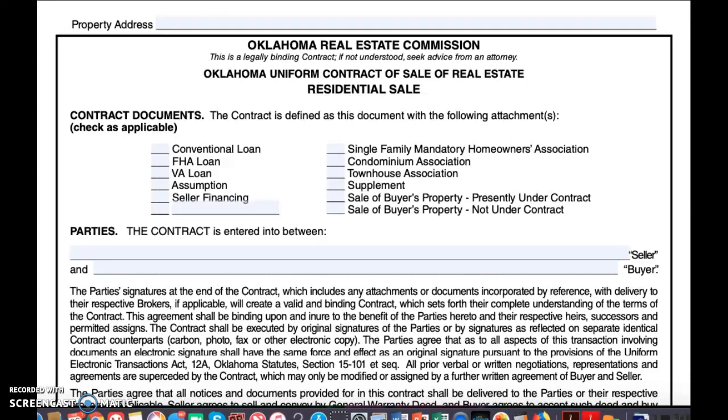This is Allie Johnson of Smart Move Real Estate in Edmond, Oklahoma, reading the Oklahoma Real Estate Commission's residential contract. I'm going to assume that you are listening to it on audio and not reading it along with me.